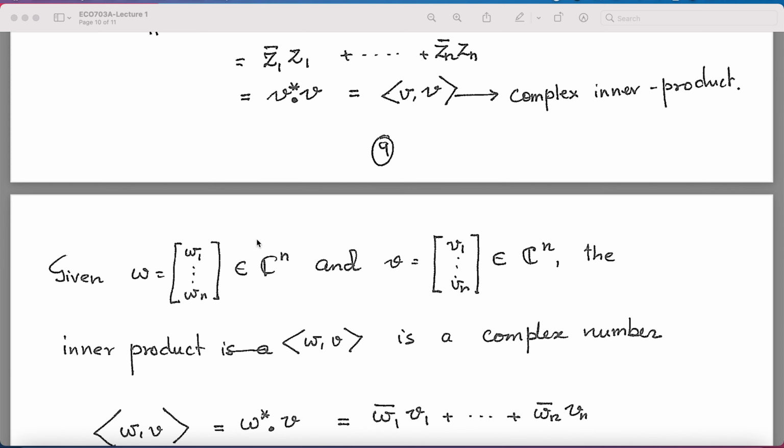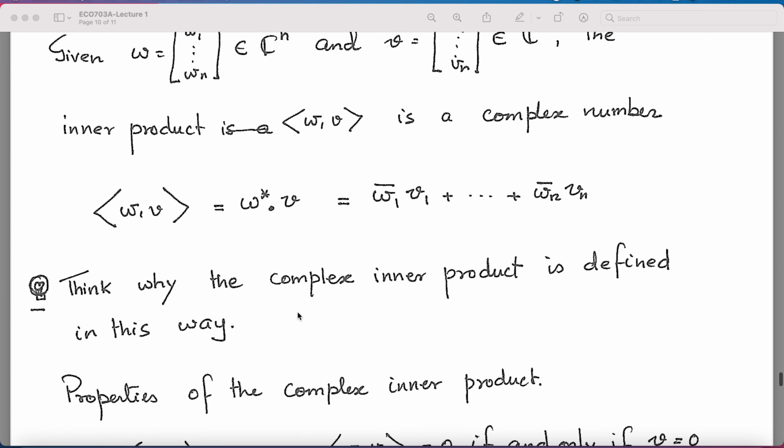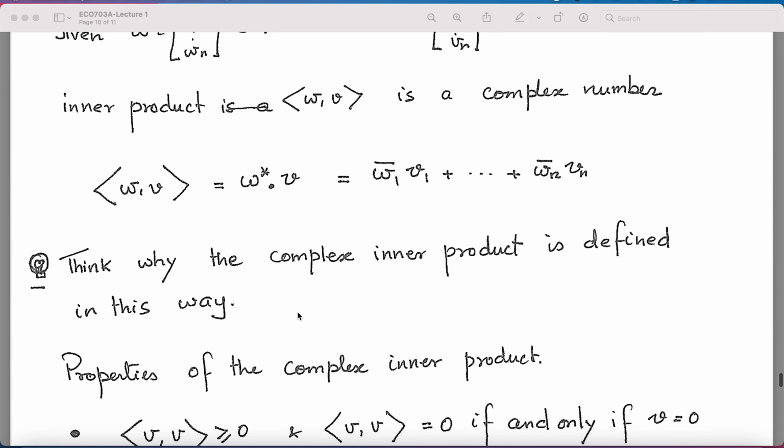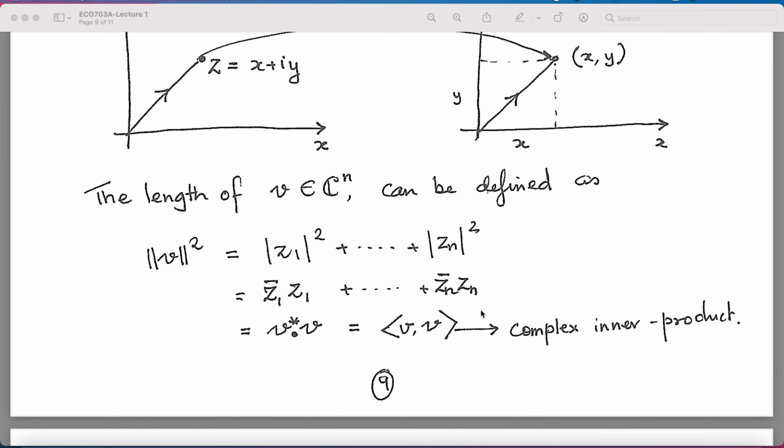So, if you define the inner product, here I am making a mistake, it should be just w star v, not w star dot v. Actually, it looks as if I am taking an inner product of w star with the vector v as I do for real, but it is better to write it as w star v. I have asked you to think why the complex inner product is defined in this way, I have just given you the answer.